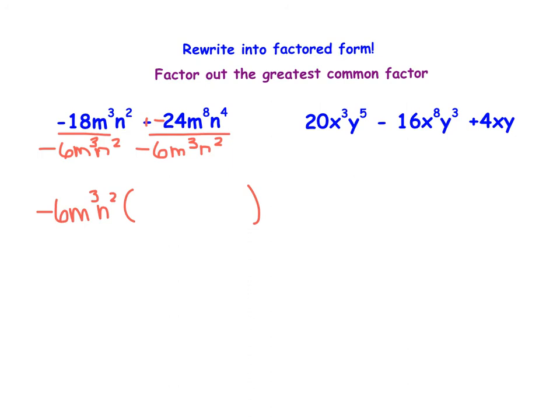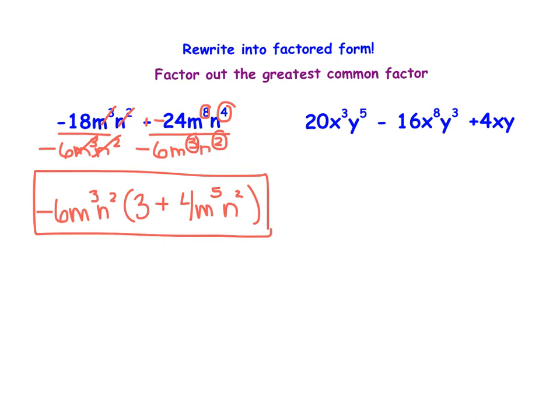negative 18 over negative 6 leaves me with 3. Then I see that the m's cancel and the n's cancel. I then have plus negative 24 over negative 6 is 4. And then notice that I have 8 minus 3, so m to the 5th, and then 4 minus 2, so n squared.